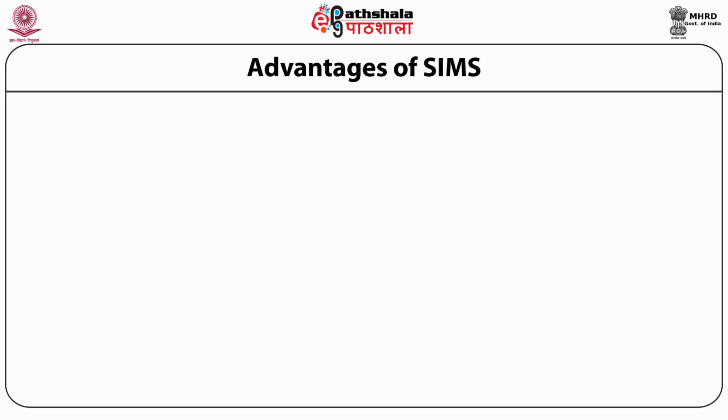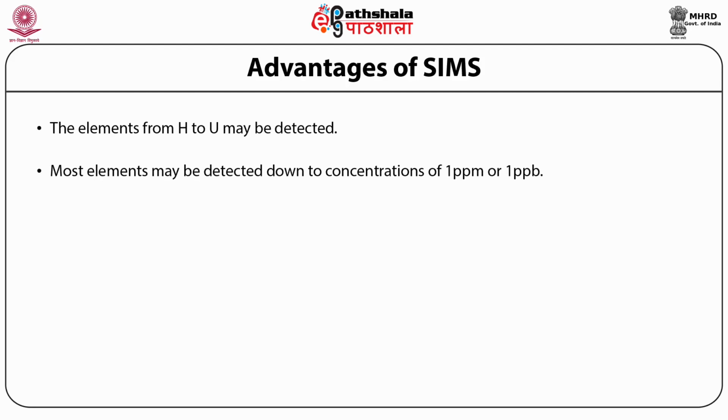The advantages are as follows. The elements from hydrogen to uranium may be detected. Most elements may be detected down to concentrations of 1 ppm to 1 ppb. So this talks about the sensitivity of it. You can detect concentrations as low as 1 ppb.